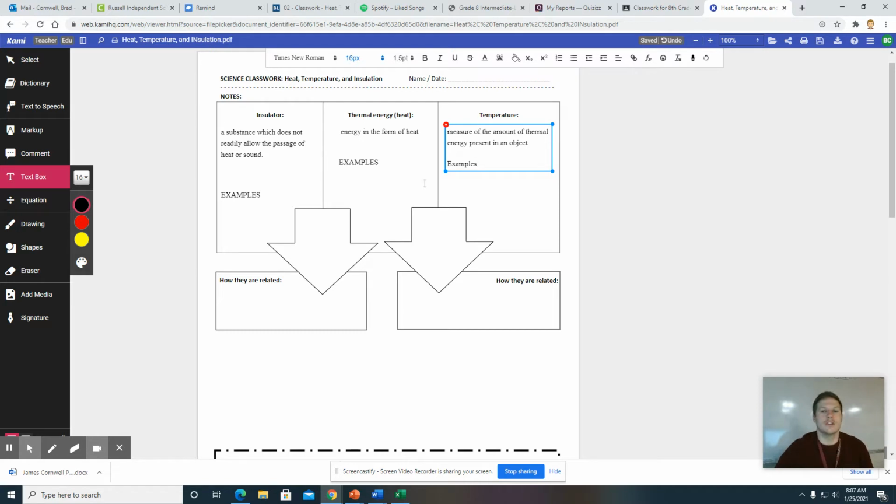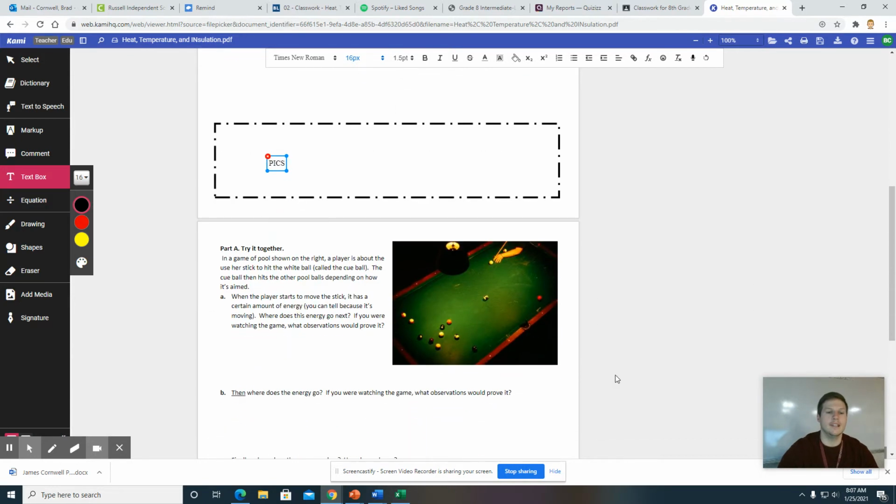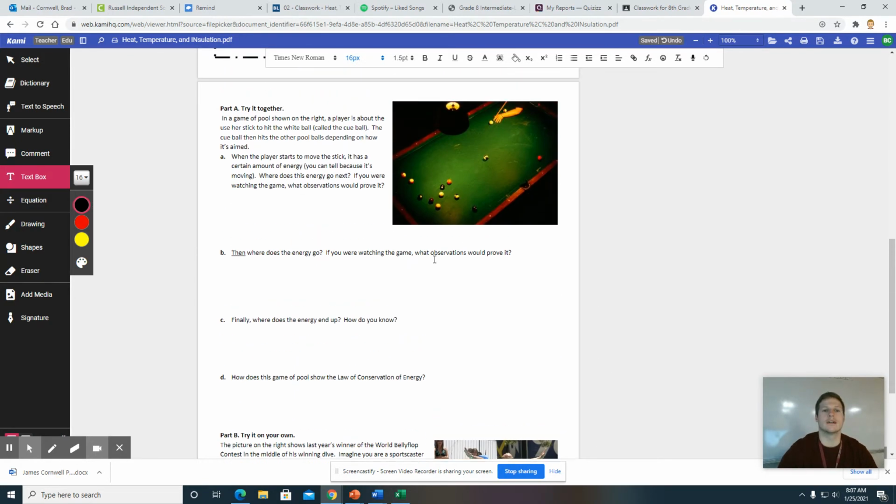Then you guys have to, down here in these two boxes, tell me how thermal energy and temperature are related. And over here in insulator and thermal energy, tell me how those two are related. Down here, give me some examples or pictures. Draw me some stuff. You can find stuff from the web, but I want to see pics here of some stuff that includes these things. And then down here, we're trying it all out.